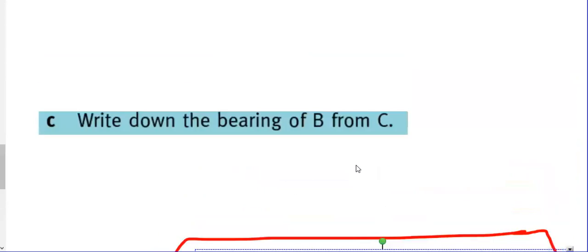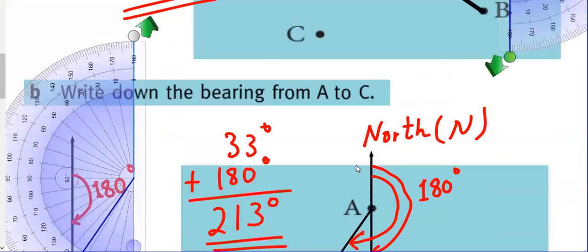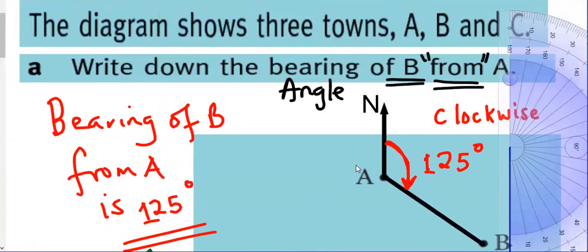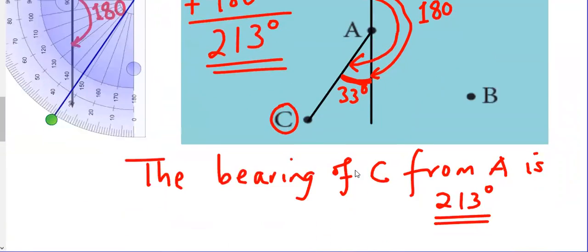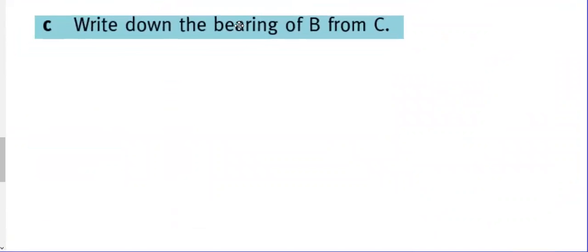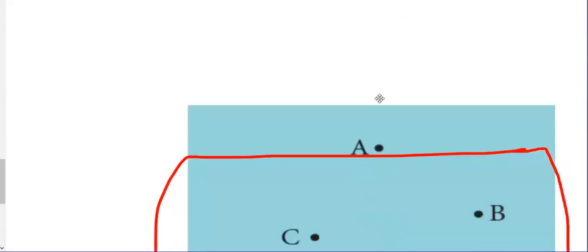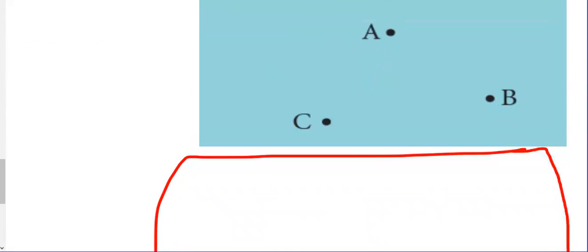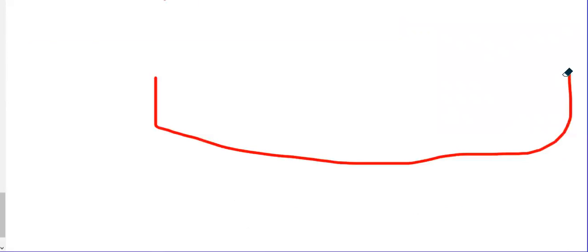So there we go. We have done part A, we have done part B, and part C is what we are heading to now. What is part C? We still have the same diagram, but this time we are to find the bearing of which point to which point.